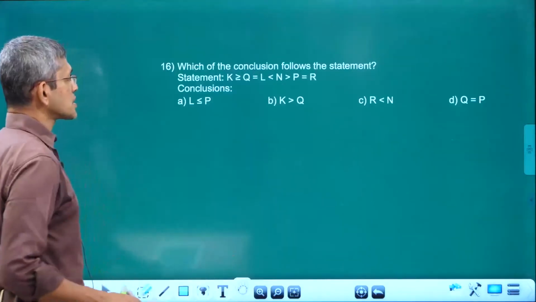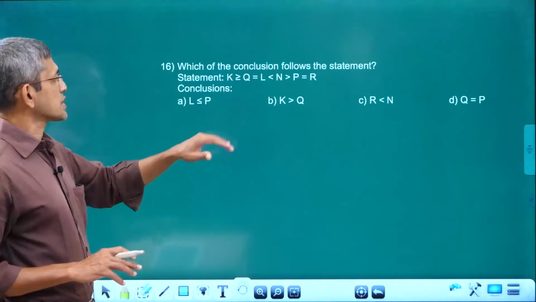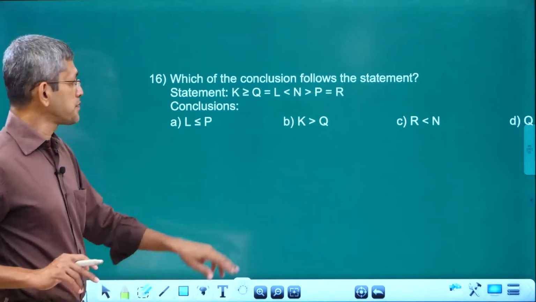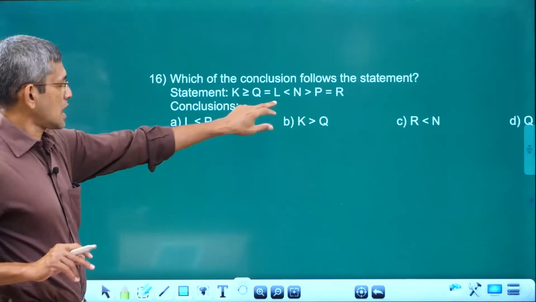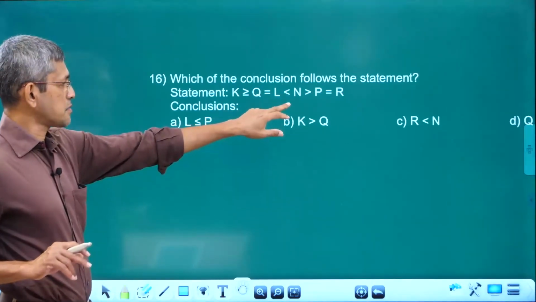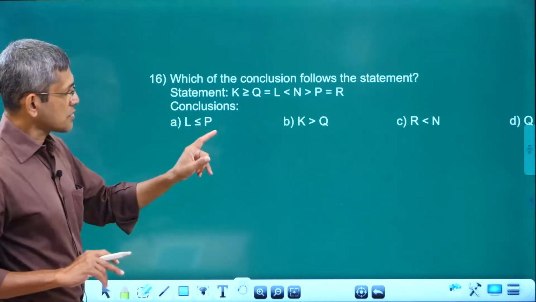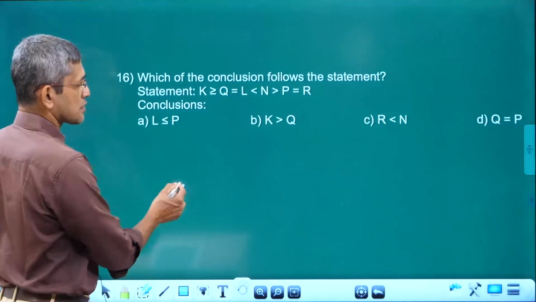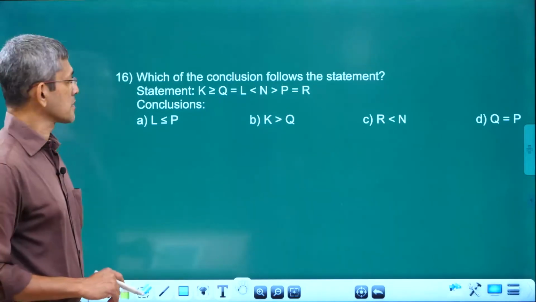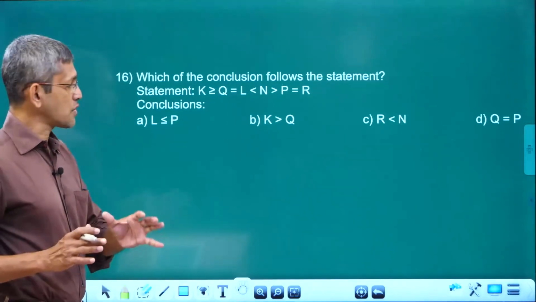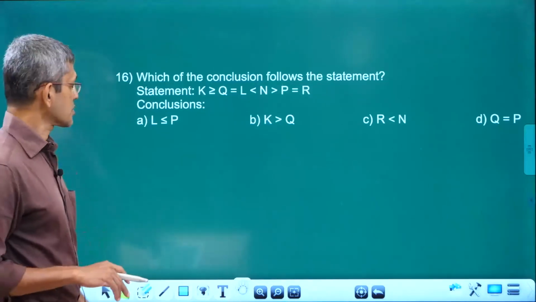Next one. Which of the conclusions follows the statement K greater than or equal to Q, that is equal to L, and L less than N, N greater than P, and P is equal to R? We have four conclusions here. Which one is correct? Which of the conclusions follows the statement? Follows the statement means always correct, 100% correct. So let's check it out.